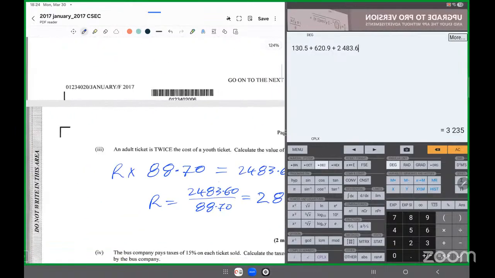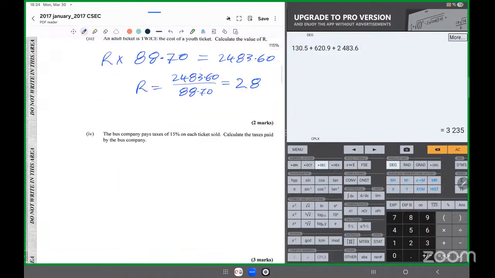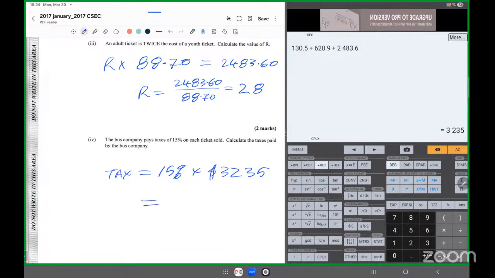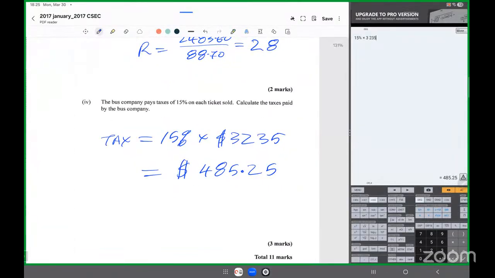All right. So put the information in the table. We're working with this file now. I'll put total right here. So the tax becomes 15% of that. The tax equals 15% times that amount, 3235. So 15% of 3235, and that tax is 485 and 25 cents. That is it. Very good. That's an easy question. Question done. That paper is done.